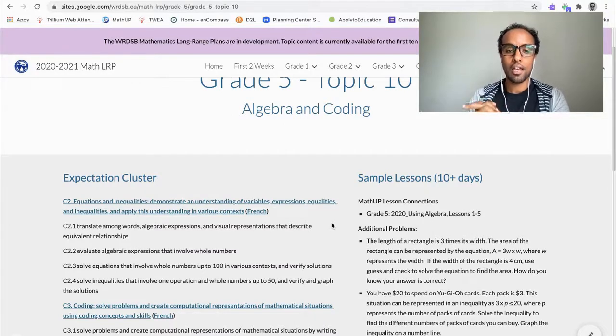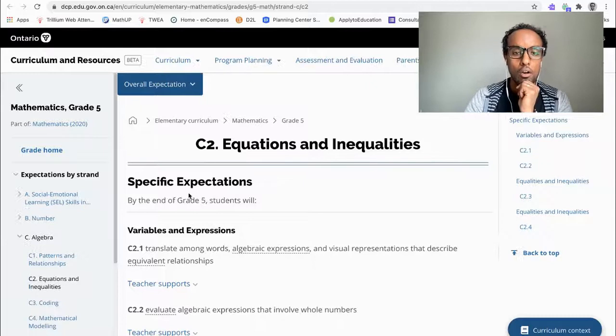code concepts and skills. So big picture, C3 is a revisit, applying coding concepts and computation. Last time we applied it to location and movement; this time we're going to apply it to algebraic expressions and equations. We are helping students work with variables and symbols, equations and expressions, and building understanding in those areas for this topic. So let's jump into our curriculum site.